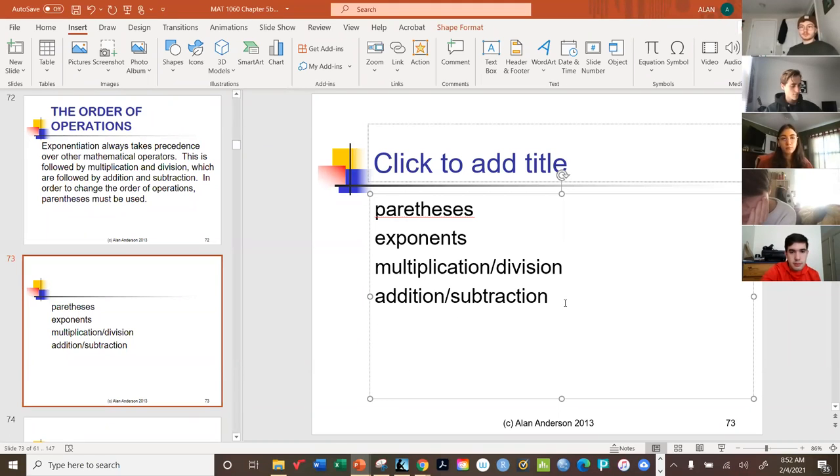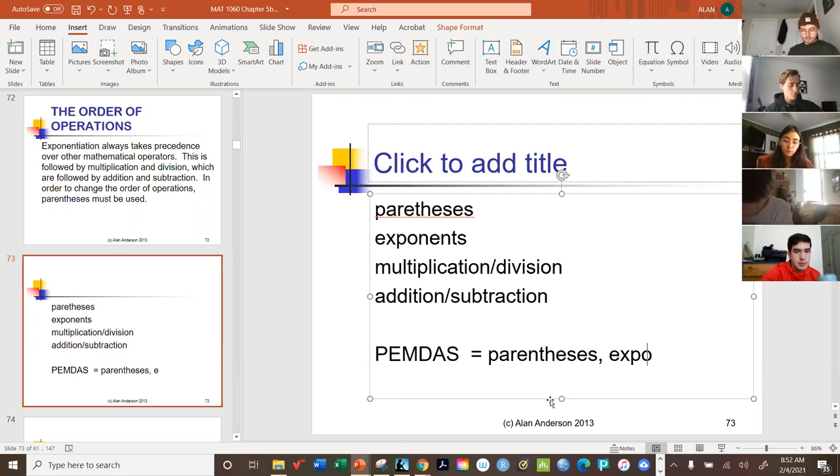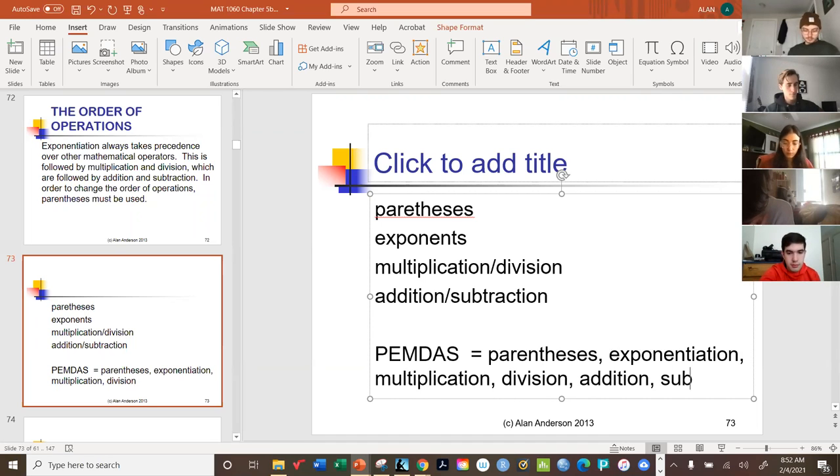Now, some people were in their early years taught a mnemonic device for this, which who remembers how that word looks? What word were you taught to memorize in order to help you understand this? That's the one. PEMDAS. What is that supposed to mean? Well, you can see P for parentheses, exponentiation, multiplication, division, addition, and finally subtraction. That's what it's for.